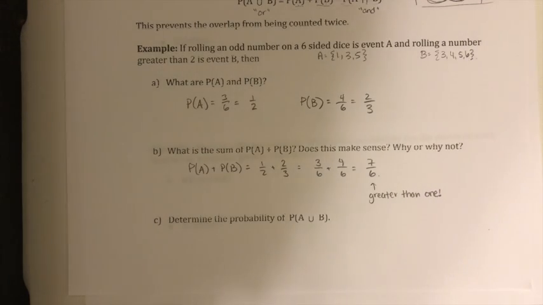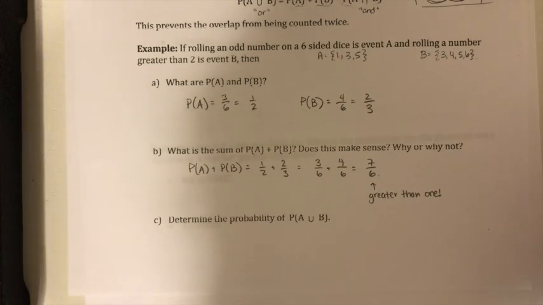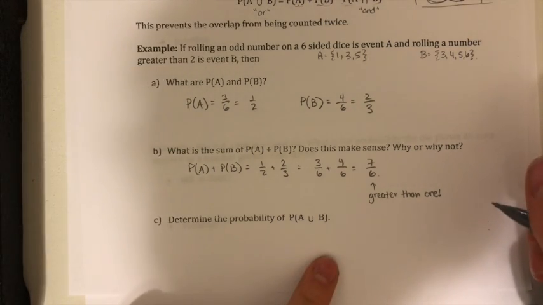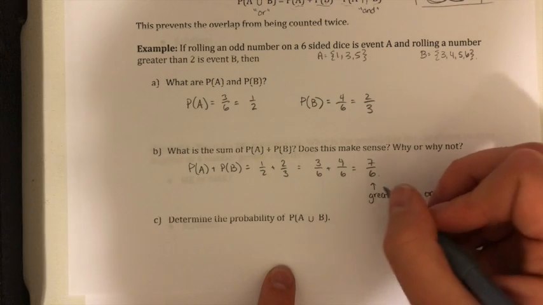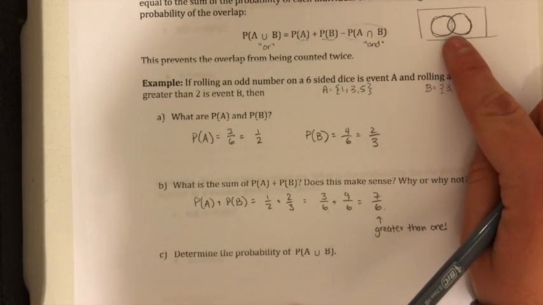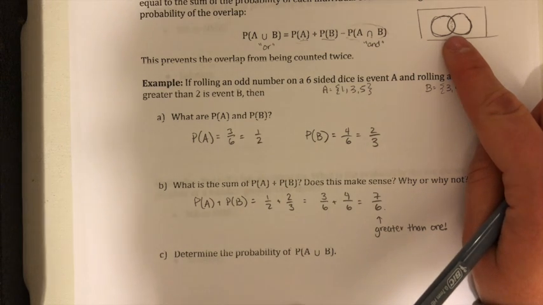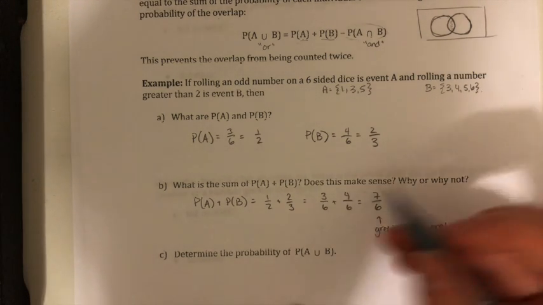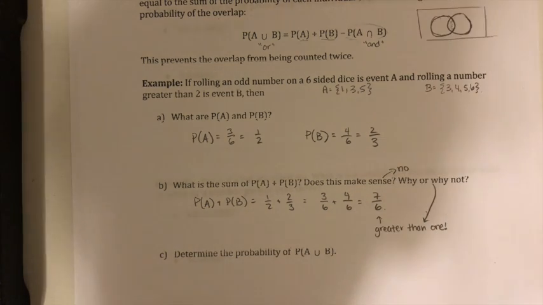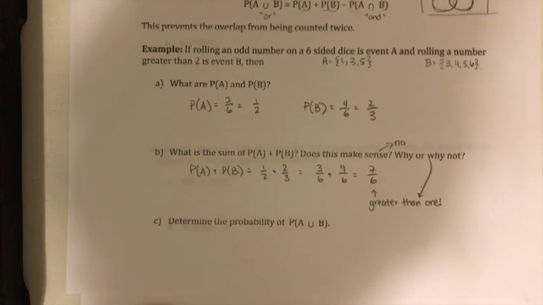Okay, so there's an example of why we need to subtract that overlap, right? This is like living proof that we can't have that overlap counting twice, otherwise our probability is greater than 1. Okay, so does this make sense? No. Why or why not? It's greater than 1.